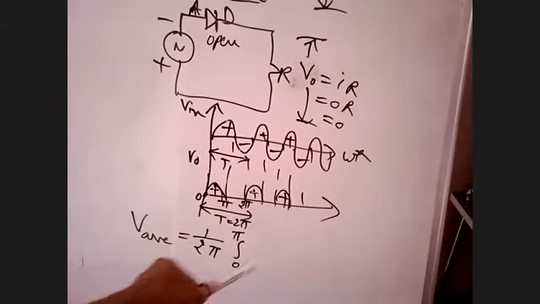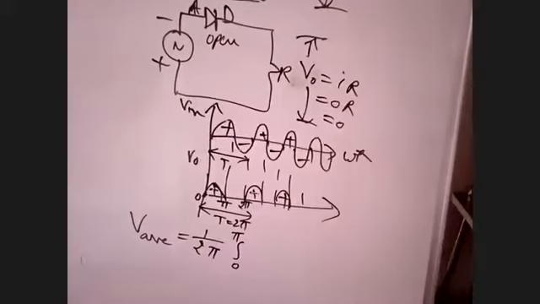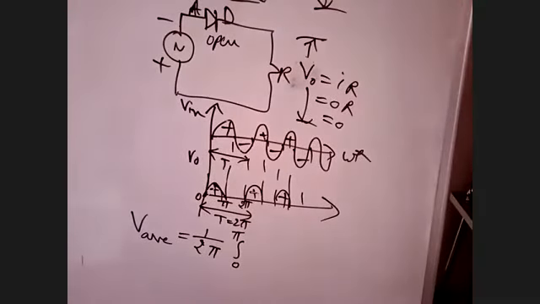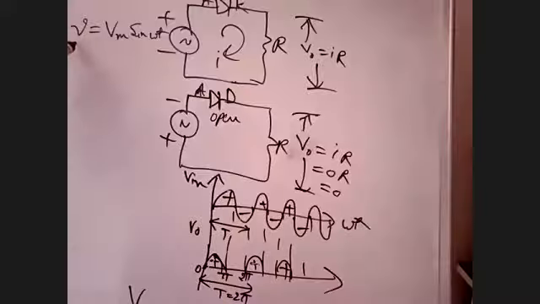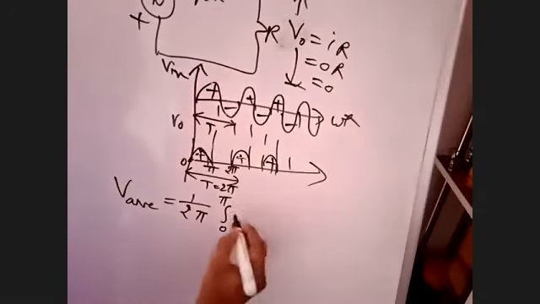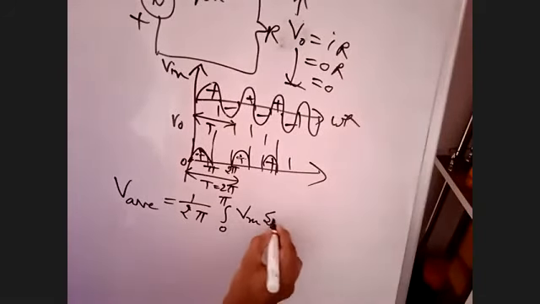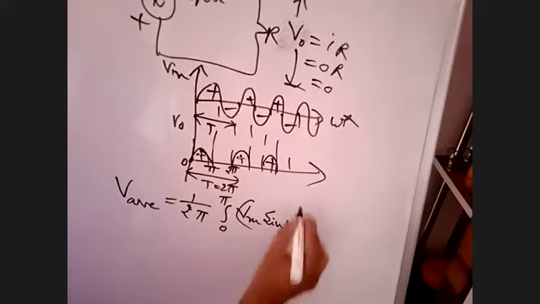0 to pi. What is the instantaneous voltage here? See here, instantaneous voltage: peak value into trigonometric function. Instantaneous value is equal to peak value Vm, maximum voltage, into trigonometric function sin omega t. That is the instantaneous input voltage. Now I am taking inside the integral the instantaneous value. That is Vm sin omega t.